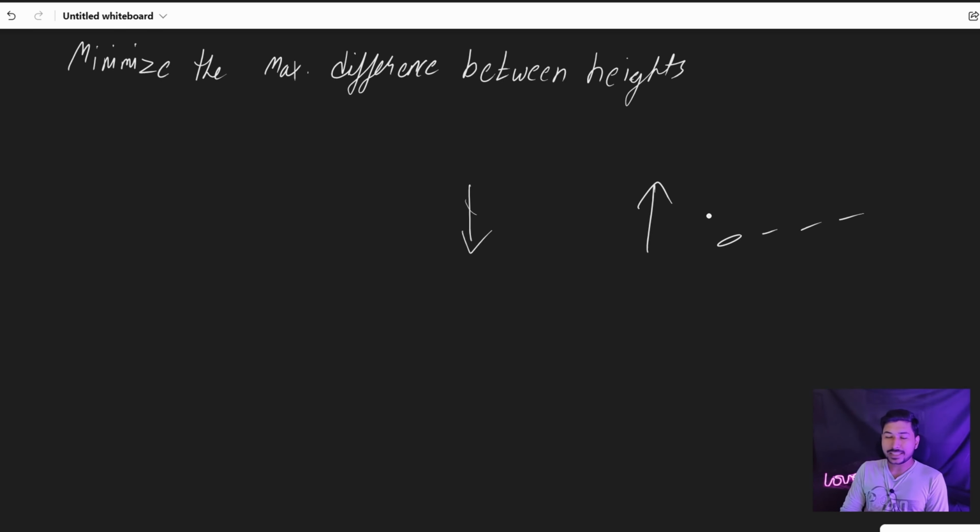How can you do that? That's the first question. The question says that you are given a value k and you have to compulsorily add or subtract this value from these heights, and after that you have to minimize this difference. How can you do this?